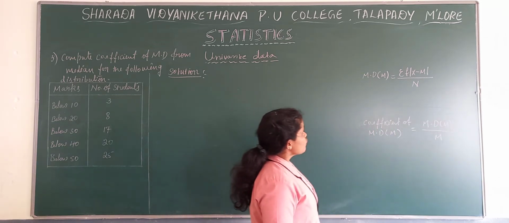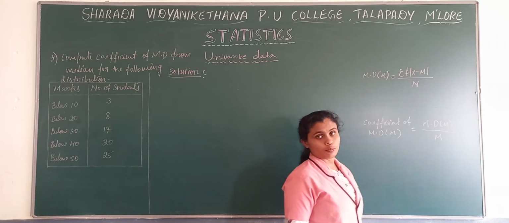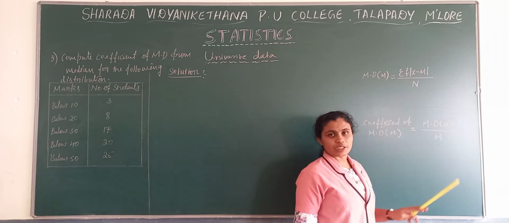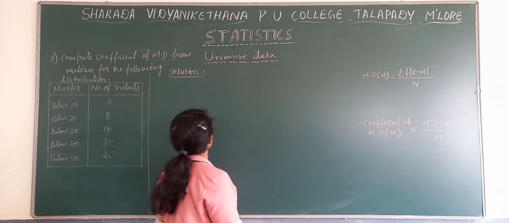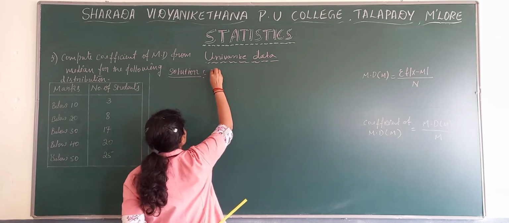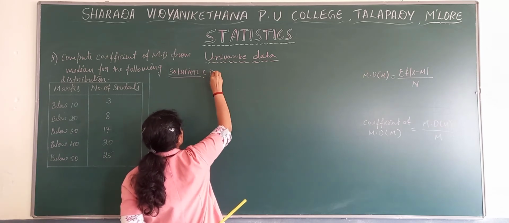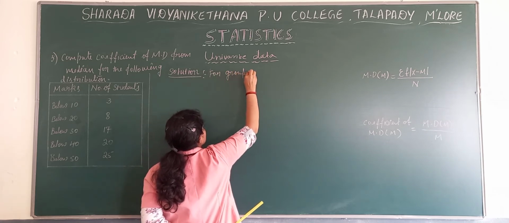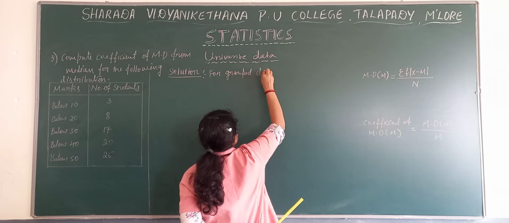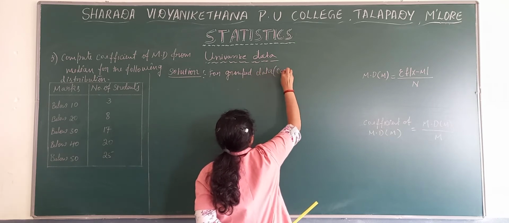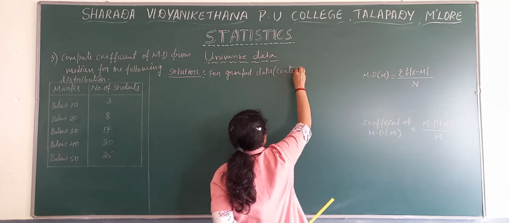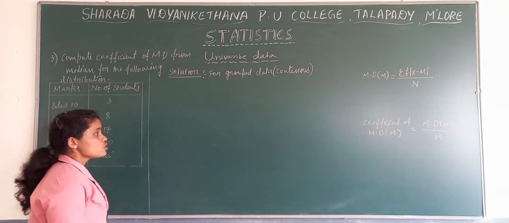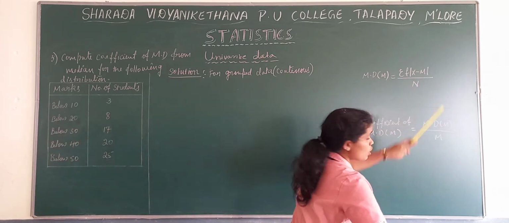So firstly we need to find the value of median, then we need to find the mean deviation from median, then the coefficient of mean deviation. Now this is grouped continuous data. In case of grouped, it is continuous data. So we know that firstly we need to find the median.